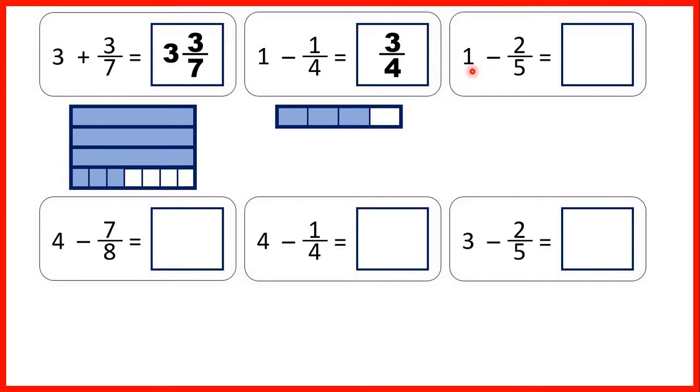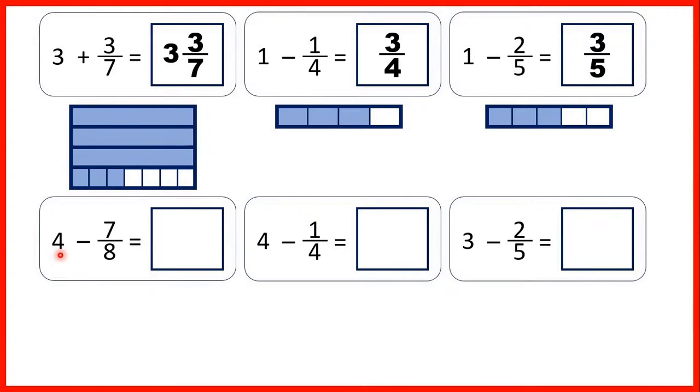So what is 1 minus 2/5? Again, we can show 1 whole, but to subtract 2/5, we need to split that 1 whole into 5/5. So when we take 2/5 away, that leaves us with 3/5 as our answer, because 5 minus 2 is 3, and the denominator of the fraction that we were subtracting stays the same.